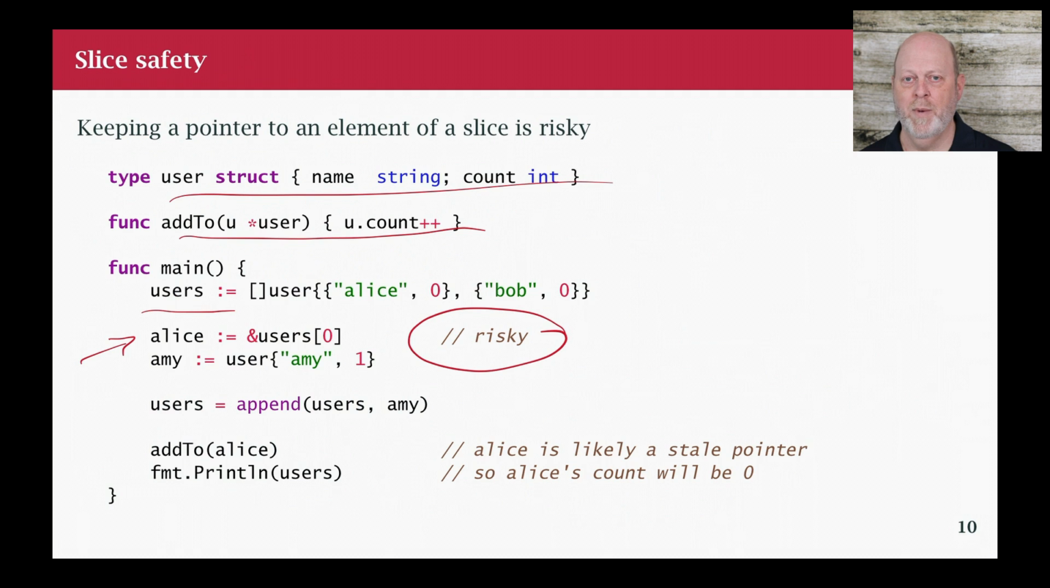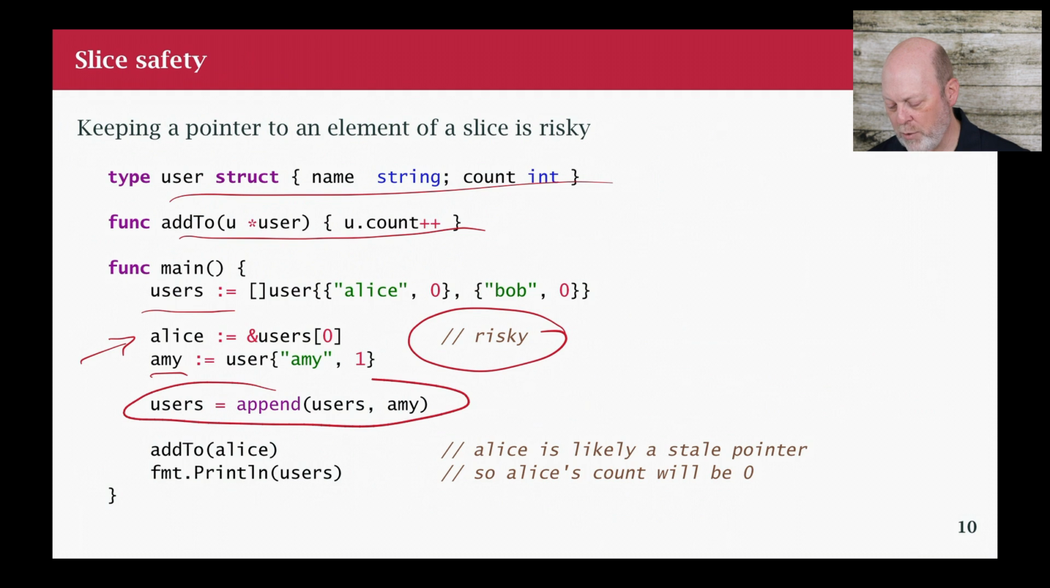It doesn't have any extra capacity. So I add Amy to my list of users, and the slice reallocates, okay, right here. When I do this operation, users changes in the sense that the underlying array with the users now has 3 users and it's in a different place.